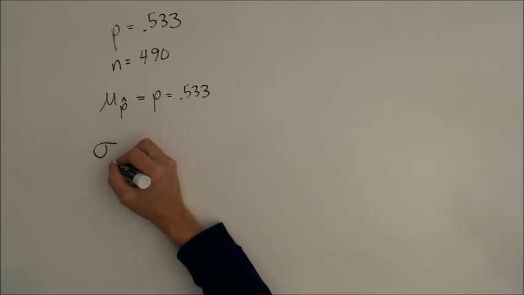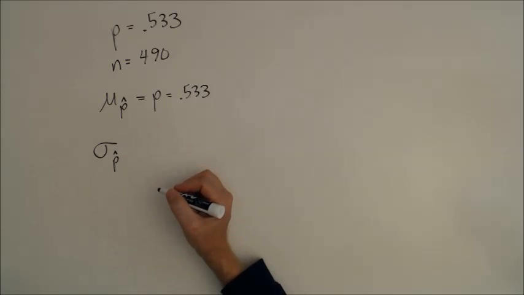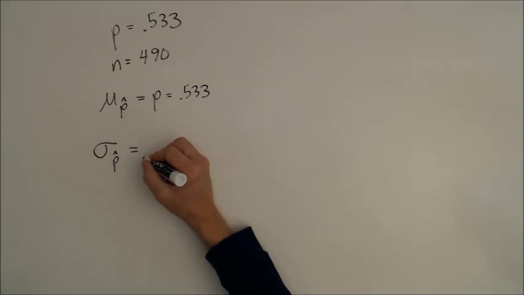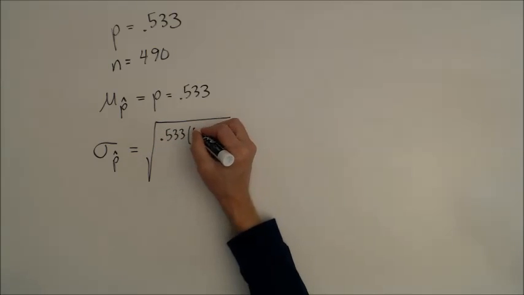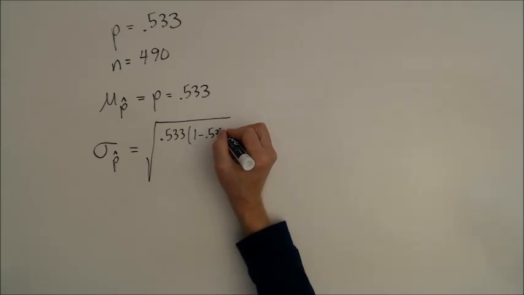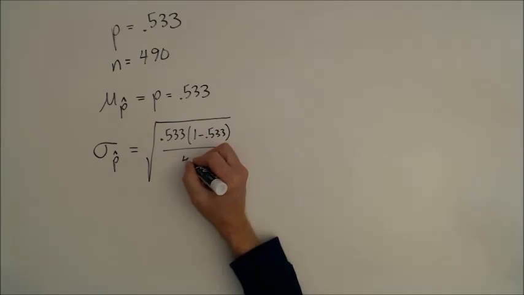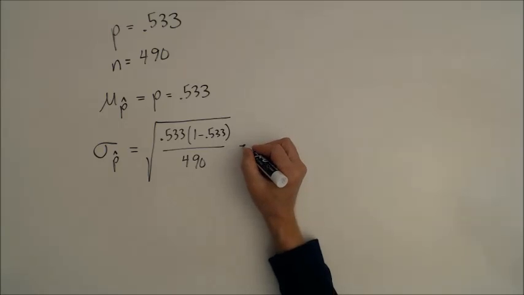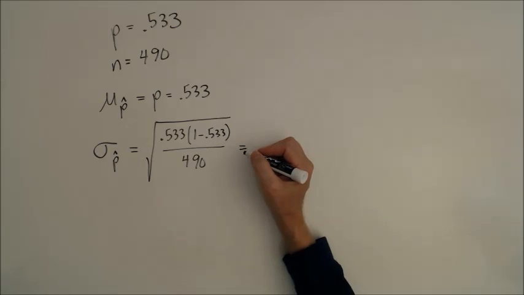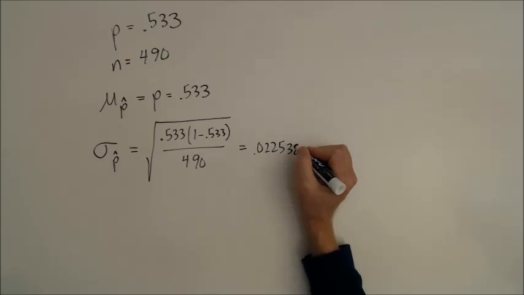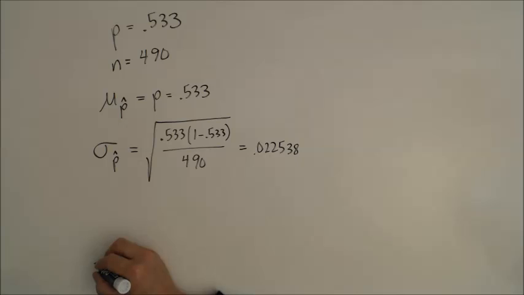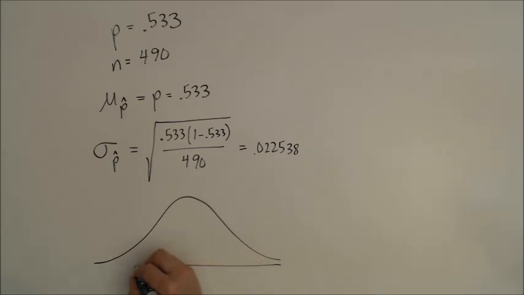The standard deviation for the distribution of sample proportions for samples of this size is given by taking the square root of p times 1 minus p, divided by the sample size, in this case 490. Making this calculation, we find a standard deviation of about 0.022538. That is, we're considering a distribution that follows a normal distribution centered at about 53.3%.